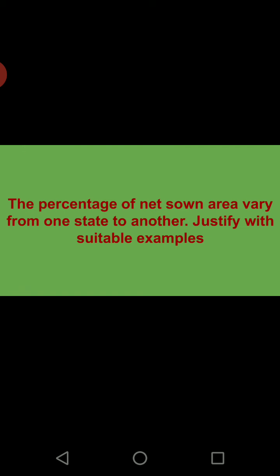Likewise, there are a few more questions, and the last question which we have is, the percentage of NSA varies from one state to another. Justify with suitable examples. Here I will explain with an example itself. Let us take a place like Punjab or Haryana. We know that in Punjab and Haryana, the maximum land is under cultivation. It means the NSA of that region is more than 80%. 80% of Punjab and Haryana's land is under cultivation.